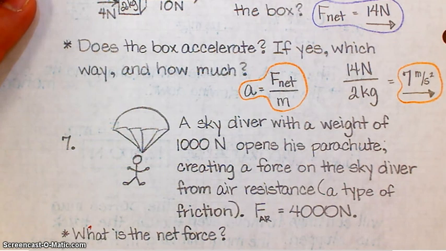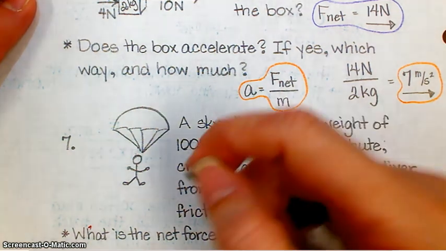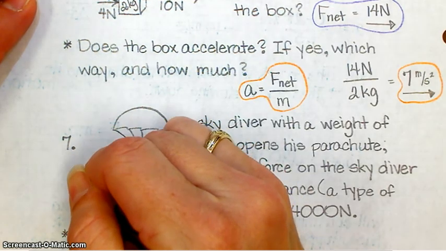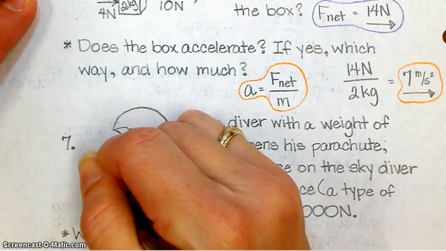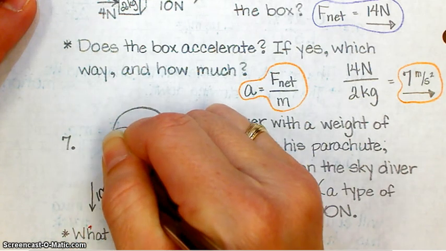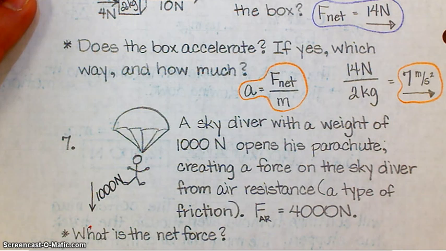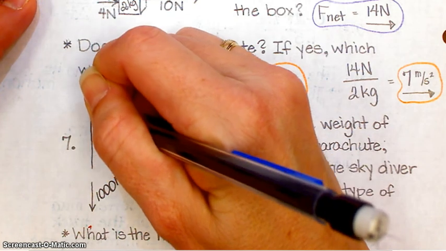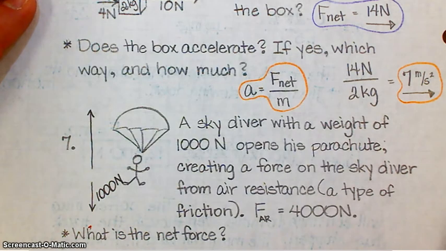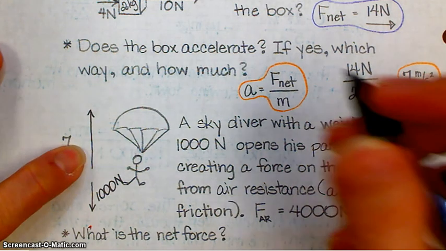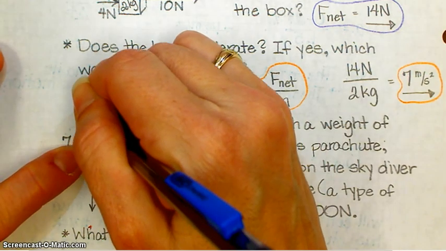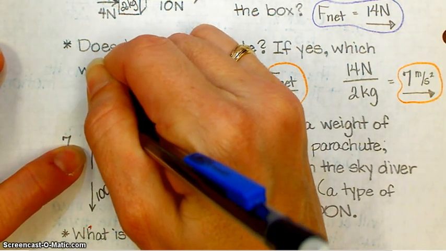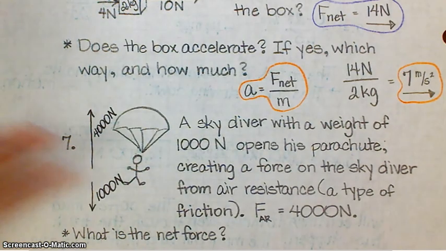So first of all, let's draw what our situation is. His weight is 1,000 newtons. And his weight acts down because weight is the force of gravity due to the gravitational interaction between you and the Earth. And then when he pulls his chute, the parachute acts like a big old air catcher. So the force of air resistance, when he pulls his chute open, is 4,000 newtons up.